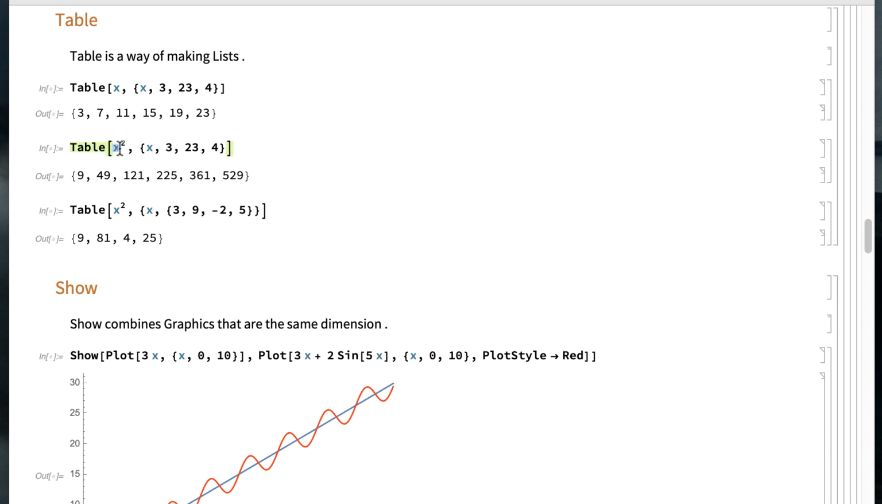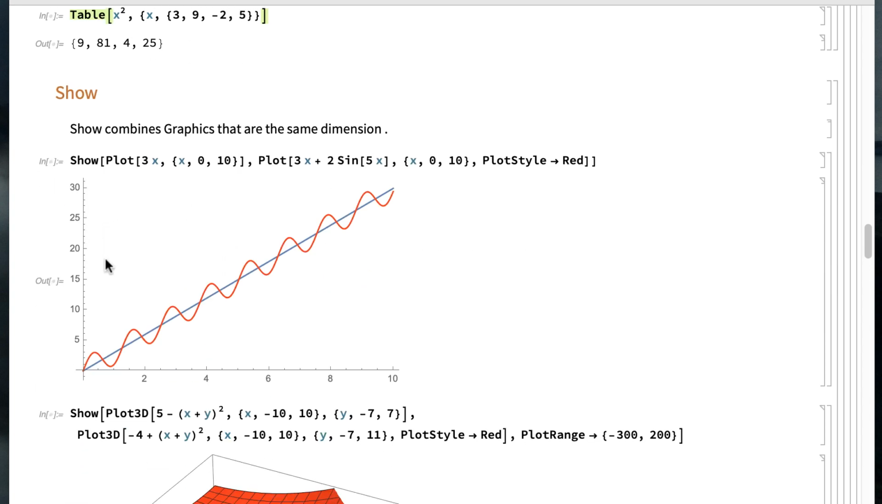We can have a different expression here. Take x as it goes from 3 to 23 by 4 and take those and square them. Or supposing we don't want regular intervals, we say, look, I want x to first be 3, then be 9, then be -2, and then be 5, and take that and square it. So you get the result. Okay. Show.